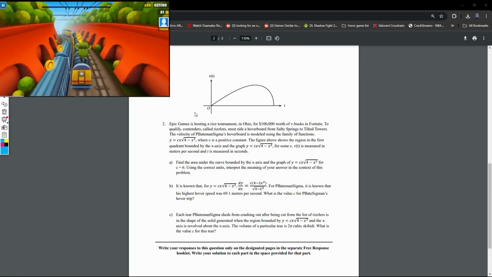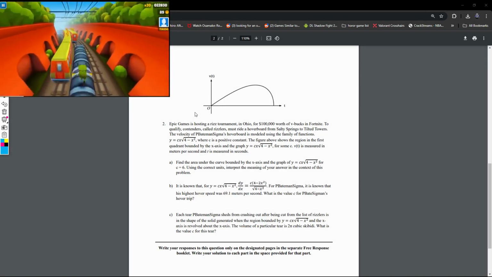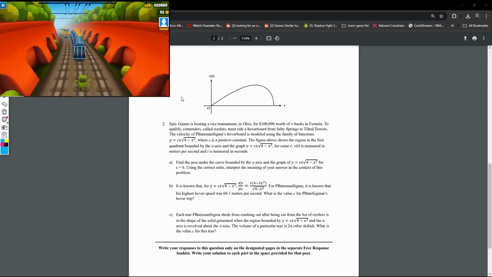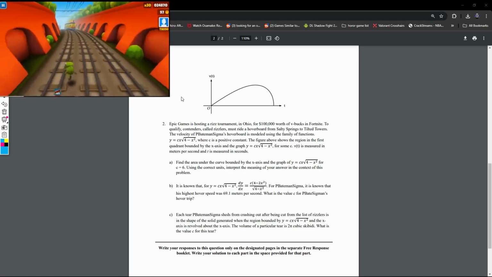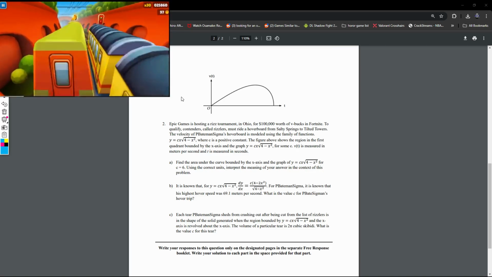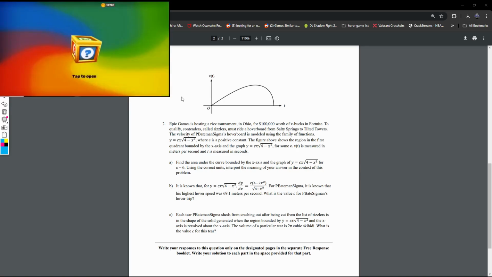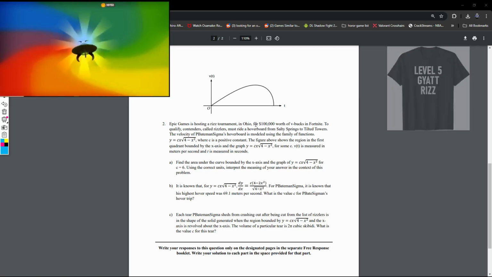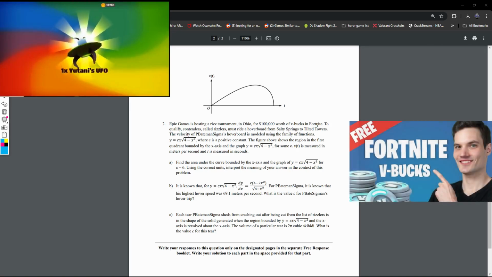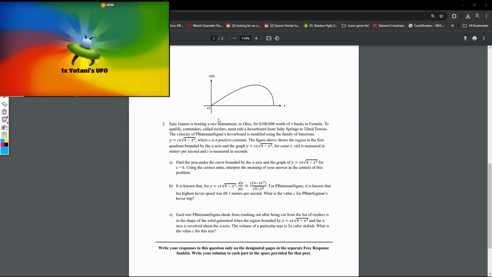Okay, number 2. Another gigantic paragraph length question. But if you really look at it, if you guys don't think too much into it and know what it's talking about, you don't really have to use too much brain power. Okay, guys? So, Epic Games is hosting a Riz tournament in Ohio for $100,000 worth of V-Bucks in Fortnite. I would kill for a chance at this Riz tournament.